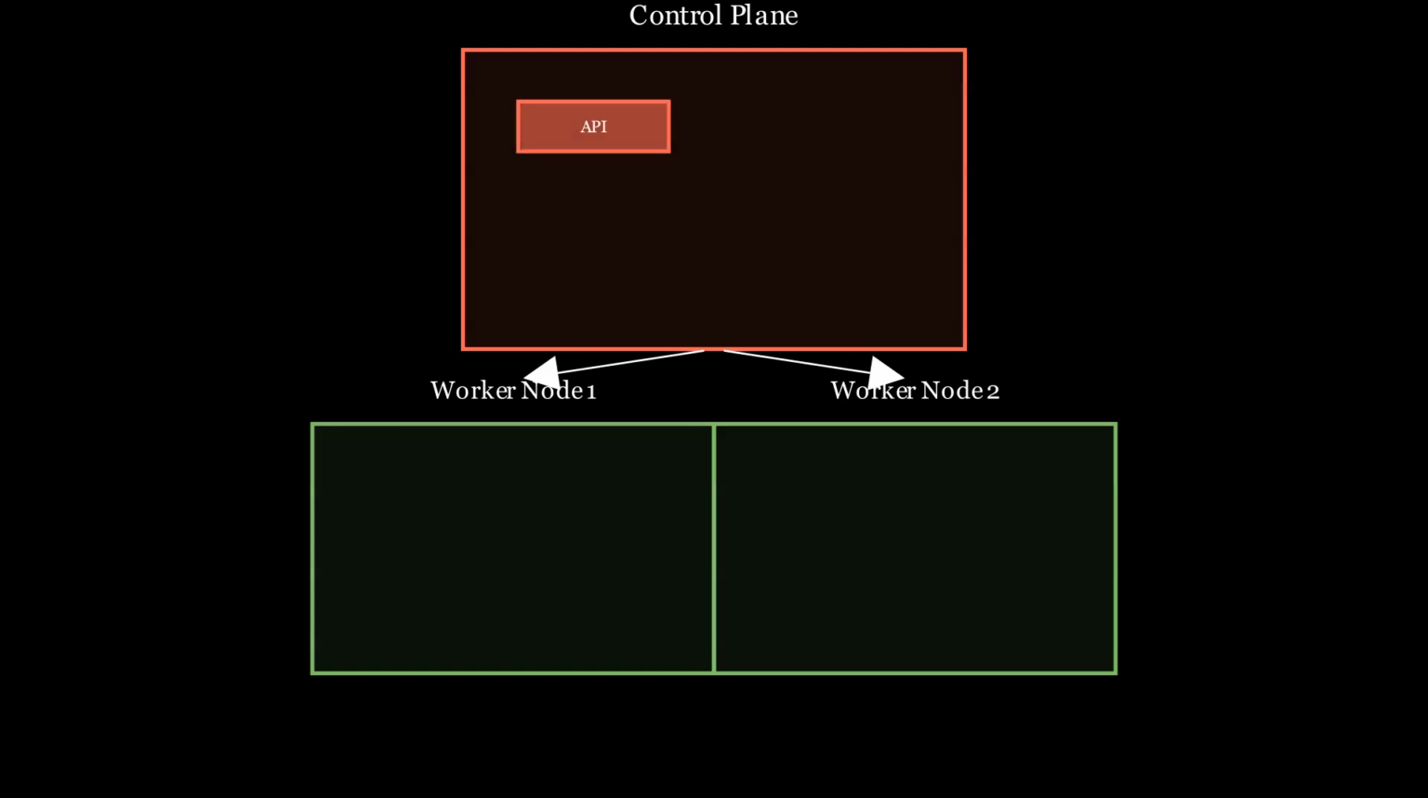Inside the control plane, we have several key components. At the top left is the API server, which serves as the front end for the Kubernetes control plane. It exposes the Kubernetes API and handles all communication between different components. Next to the API server is etcd, which is a consistent and highly available key-value store used as Kubernetes' backing store for all cluster data. It stores the configuration data, state and metadata of the cluster.